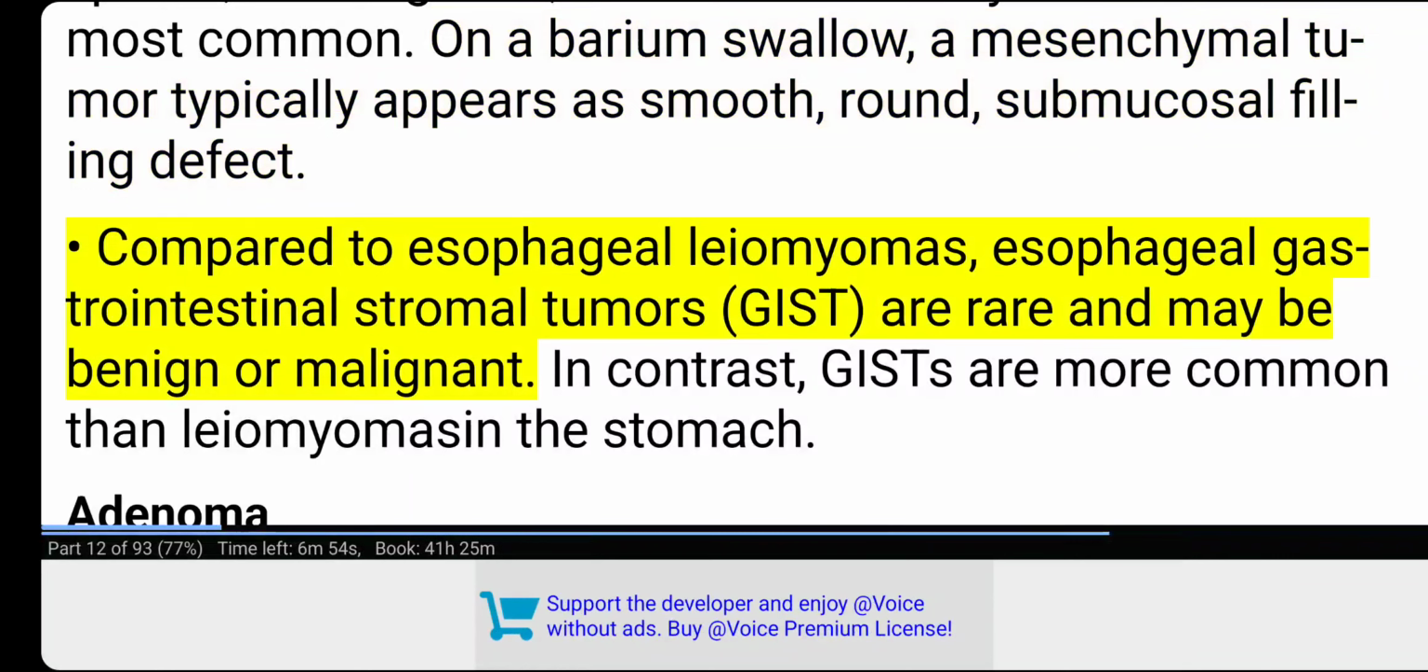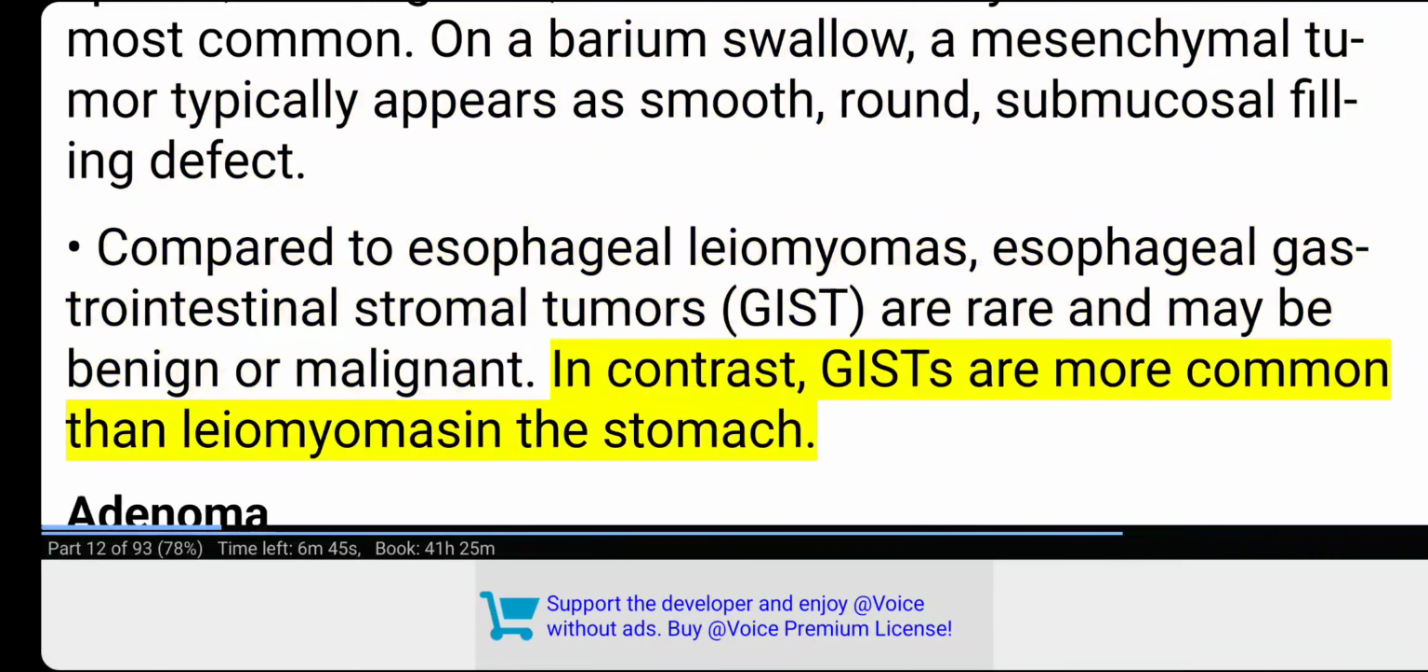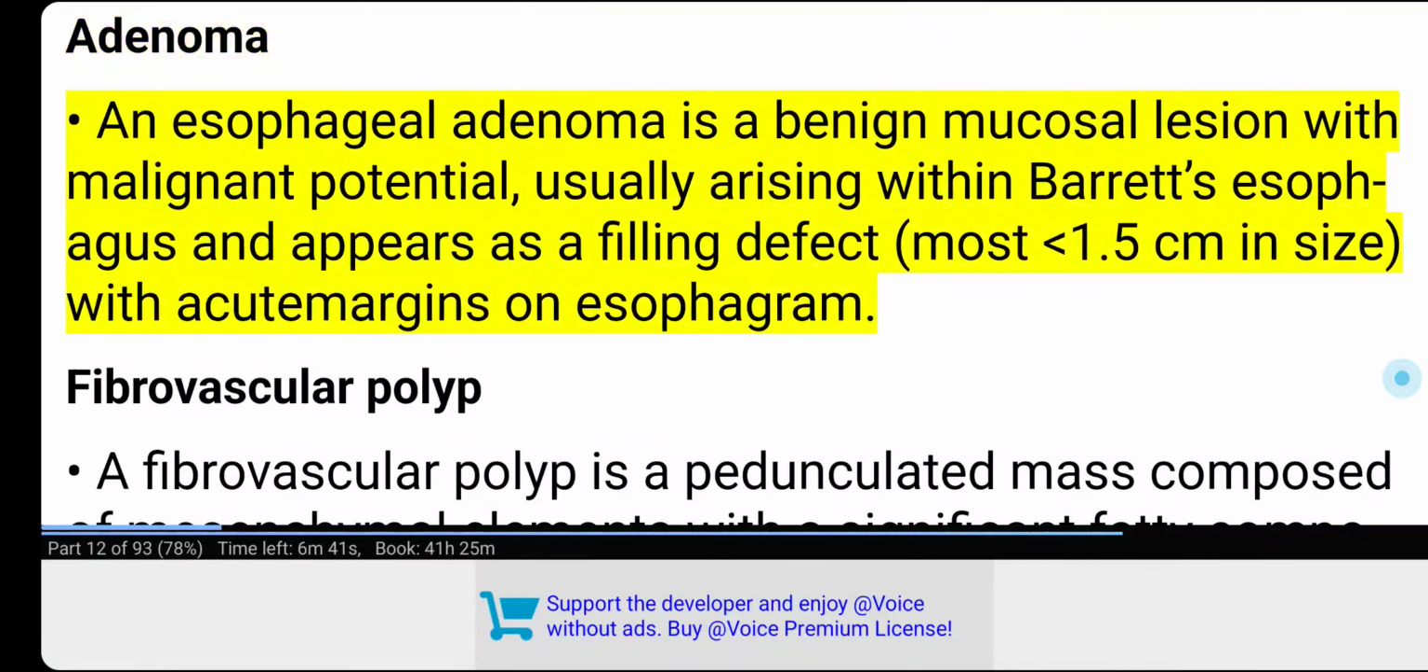Compared to esophageal leiomyomas, esophageal gastrointestinal stromal tumors, GIST, are rare and may be benign or malignant. In contrast, GISTs are more common than leiomyomas in the stomach. Adenoma. An esophageal adenoma is a benign mucosal lesion with malignant potential, usually arising within Barrett's esophagus and appears as a filling defect, most less than 1.5 cm in size with acute margins on esophagram.